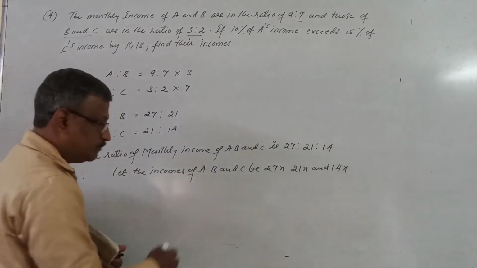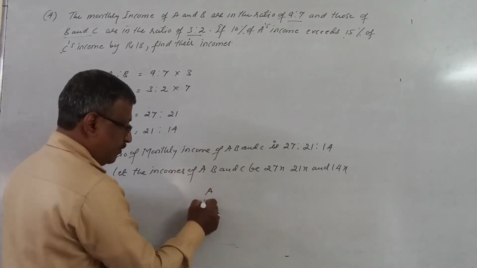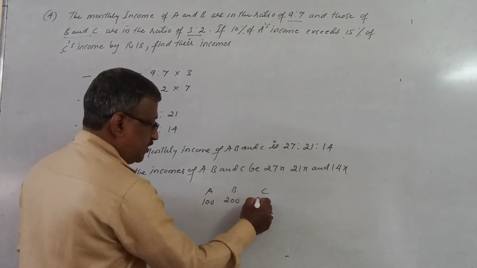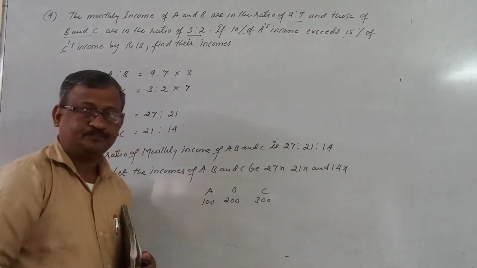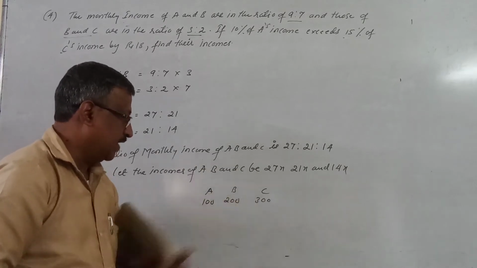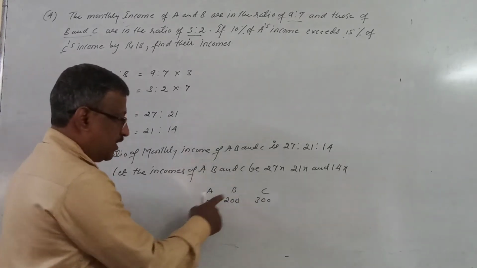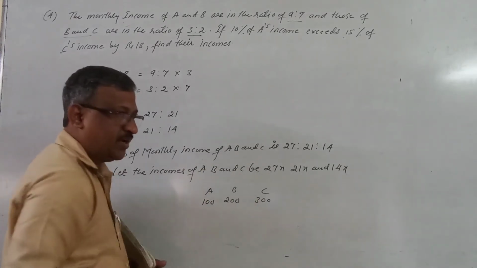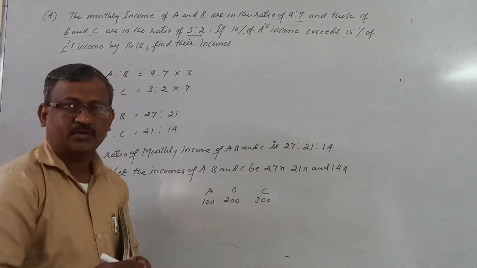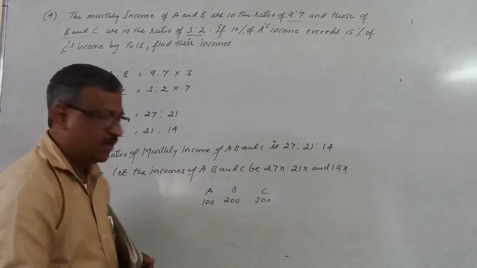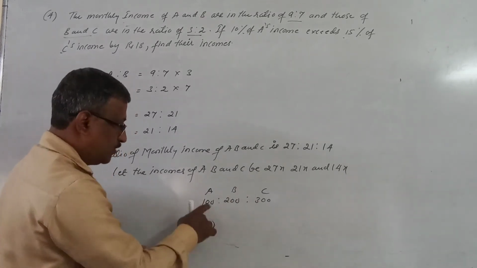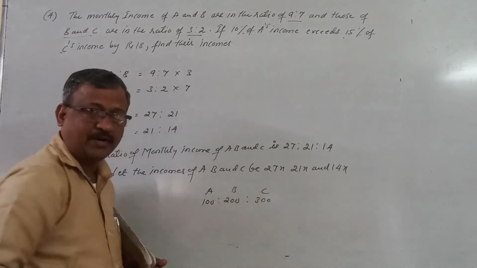Now for example, suppose A's income is 100 rupees, B's income is 200 rupees and C's income is 300 rupees. This I have assumed, just to explain this, so I have taken one example. Now if I ask you what the ratio of the monthly income of A, B and C is, what will you do? You will express this in the form of a ratio as 100 is to 200 is to 300.